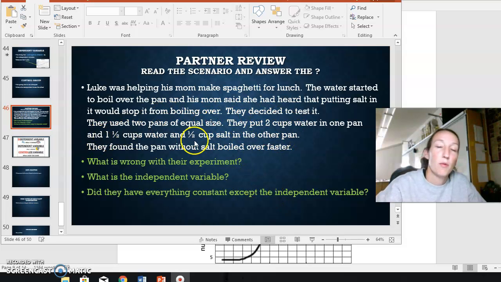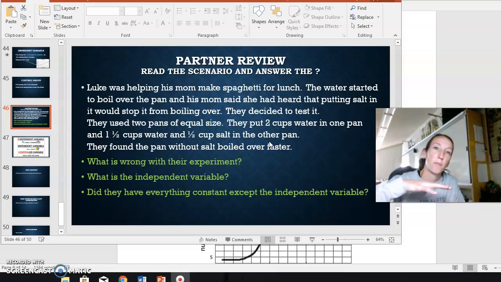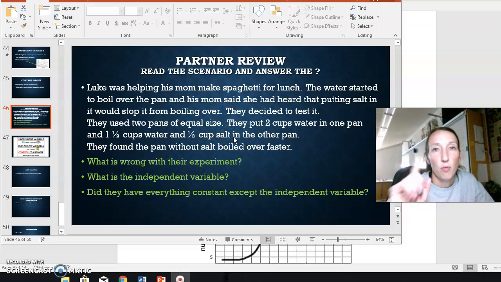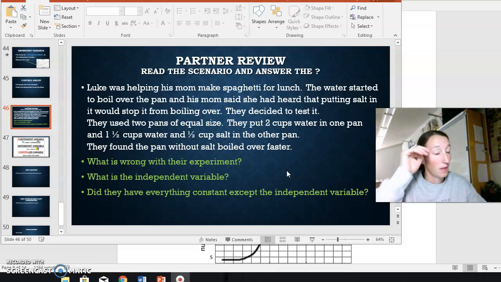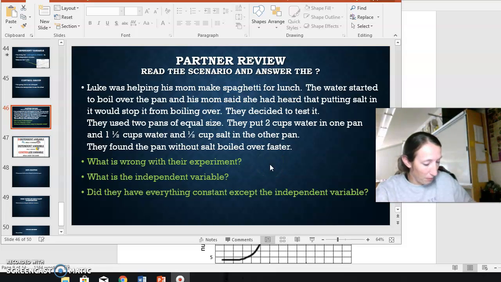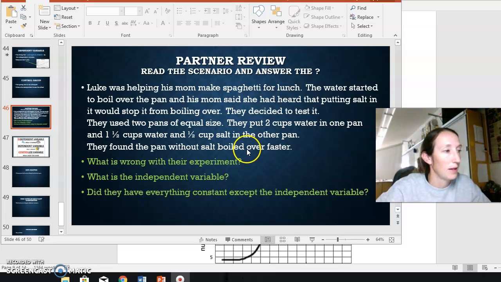One got 2 cups of water, the other one got 1.5 cups of water. So having more than one independent variable is a problem. Because at the end, when it boils over, you don't know if it boiled over because there was just too much water in one pot and the other one had less water, or if it boiled over because one had salt and one didn't. So it's really important you only have one independent variable. So what's wrong with the experiment? Well, the amount of water was not the same in both treatments, both experiments. Okay. So you're just answering those questions on page 8 and 9 in your notes packet, these 3.